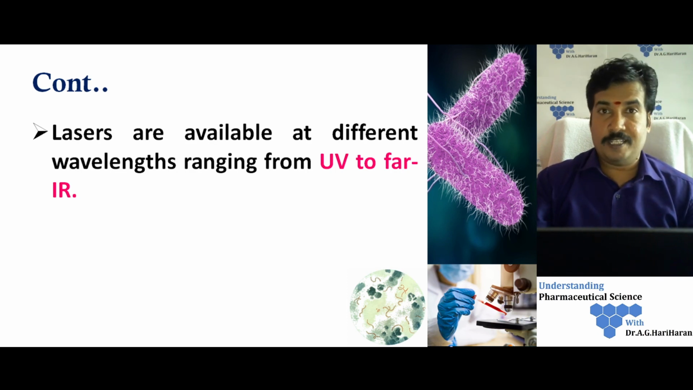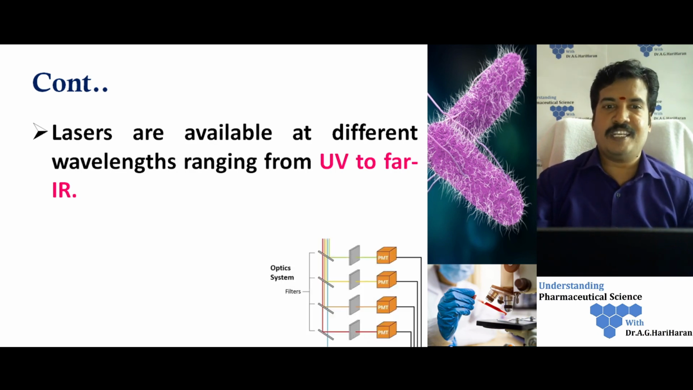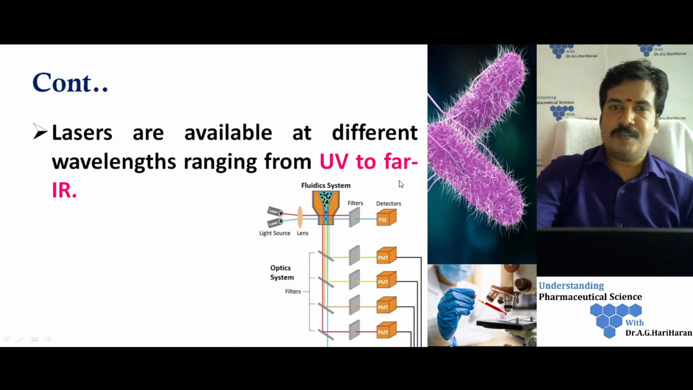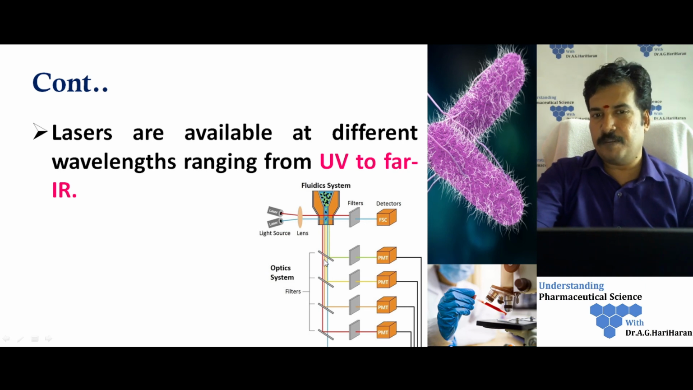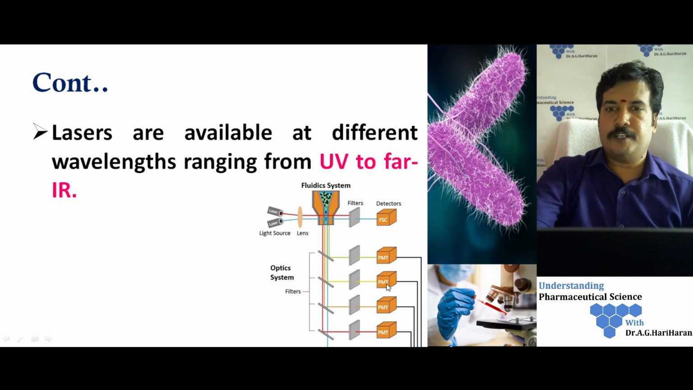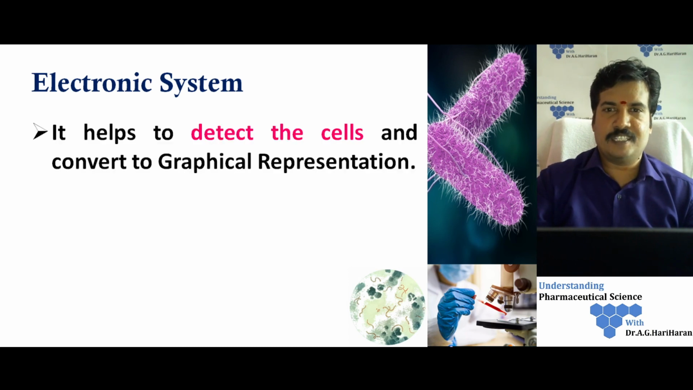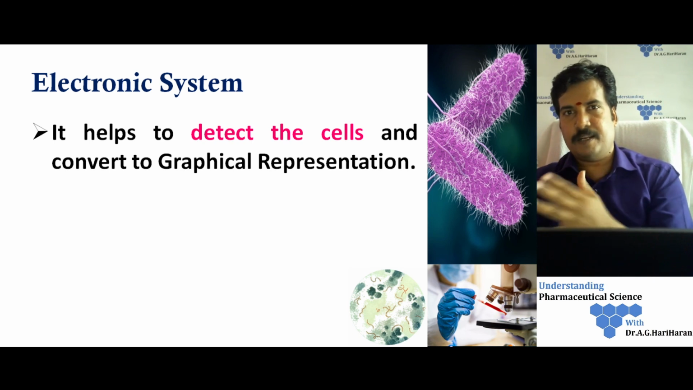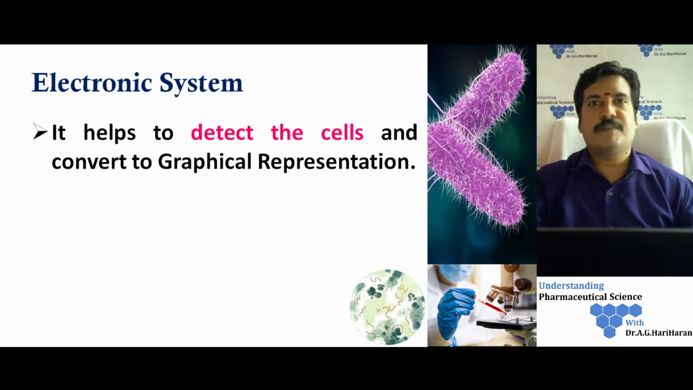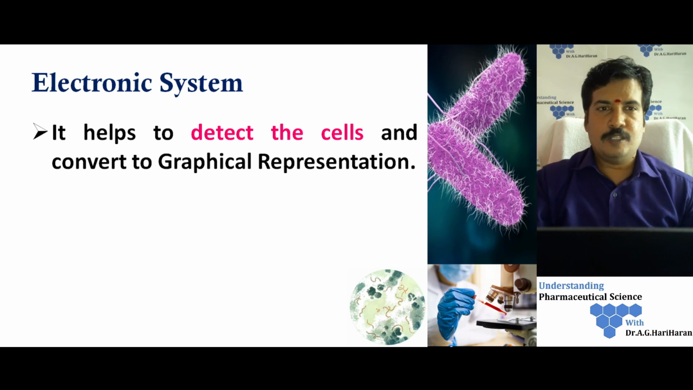I have told you that the light source from UV to far IR region is commonly used. In this picture you can see the light source is passed, the lens will send a particular wavelength of light, then the filter will collect it. In an optic system like this, different filters will be present. Whenever light passes, it will be collected by the photomultiplier tube, which acts as a detector, and it is amplified with the help of the electronic system. The electronic system helps to give a graphical representation of the data collected from the detectors. I have put this in this picture.